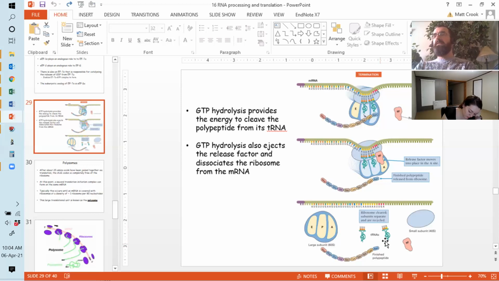So these tRNAs get recharged by aminoacyl synthetase. This small subunit is going to be recruited to another 5' cap or Shine-Dalgarno sequence. And then this is going to assemble over that and begin the process of translation all over again. So there's a constant cycle of stuff being used, being put back together again, being used, being put back together again, and so on.